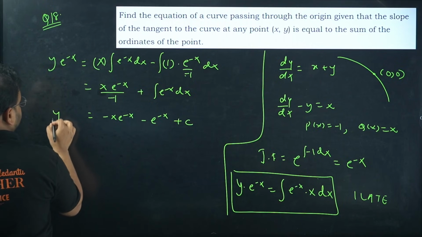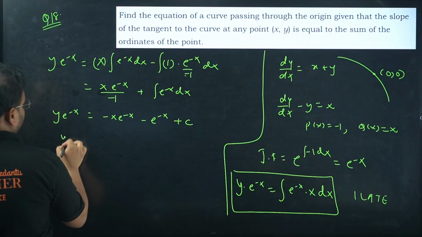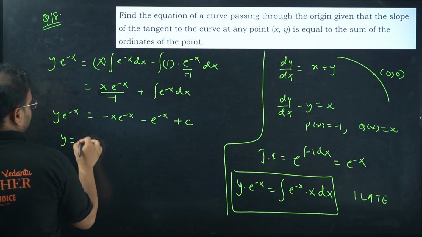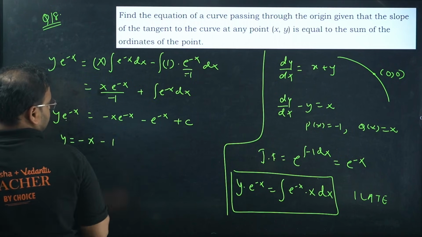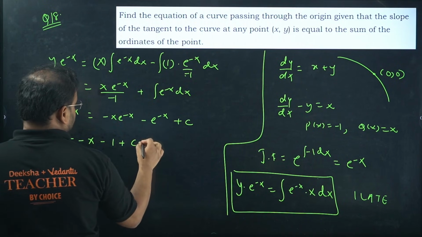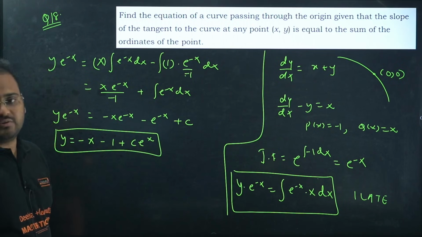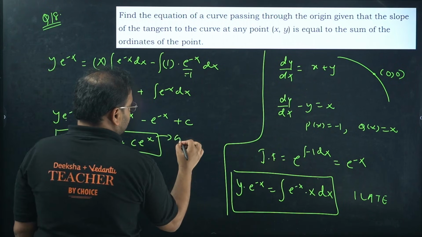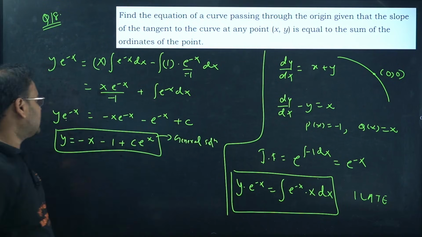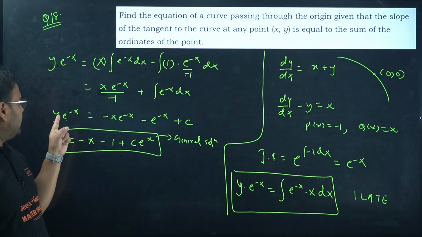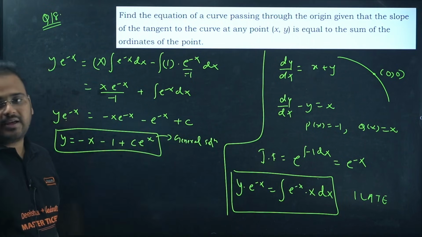This is your y e power minus x. If you want, you can remove this and get the value of y as y equal to minus x minus 1 plus c times e power x. This is your answer for the general solution. If you multiply everything by e power x, this will simply cancel, here also cancelled, and you have c times e power x.